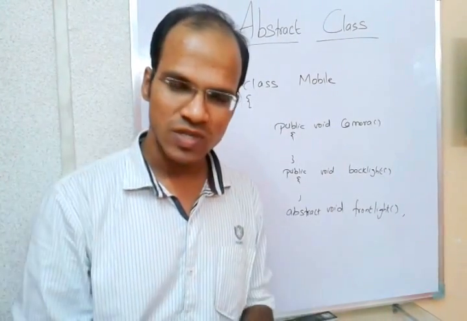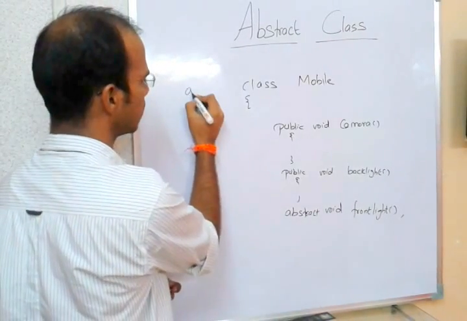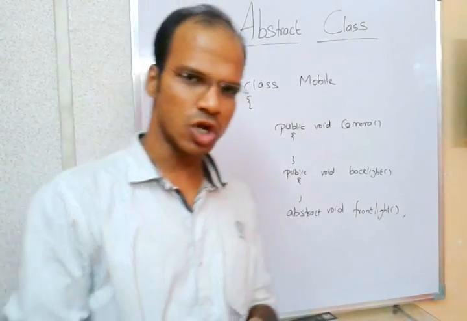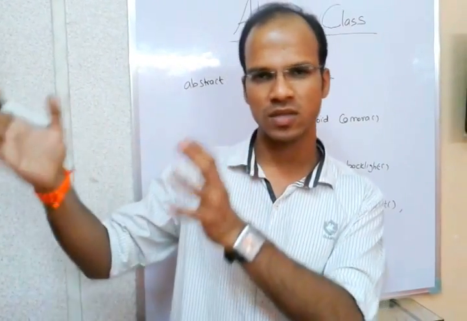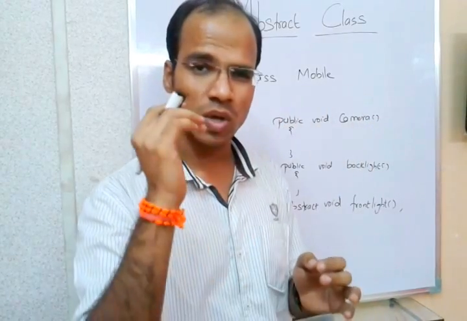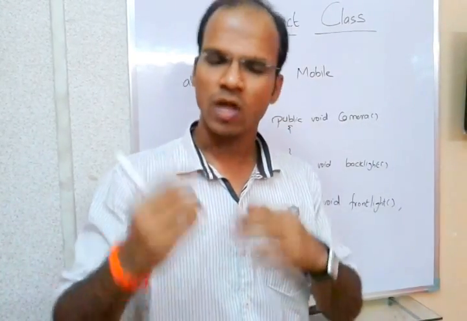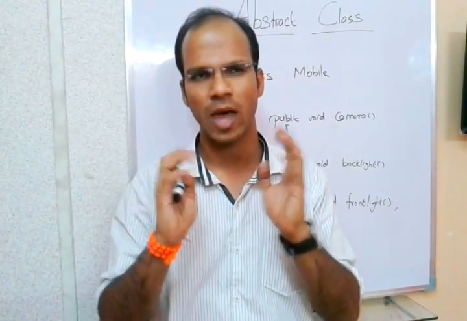Now a class which has at least one abstract method is called an abstract class. So in short, a method which is only declared is called an abstract method. A class which has at least one abstract method is called an abstract class. Now the features: you cannot create an object of an abstract class.